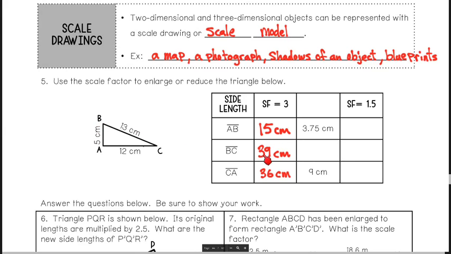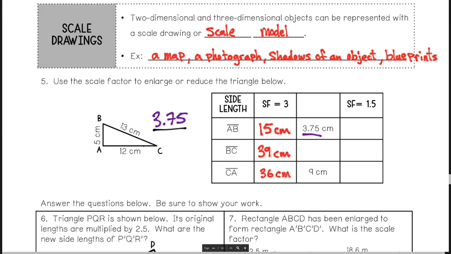If I do 39 divided by 13, I get 3. If I do 36 divided by 12, I get 3. So now I come over to this one. I have no idea what it is, but all I do is I take this number here and I divide it by its corresponding side. So in this line segment AB, I would take 3.75 and divide it by 5.